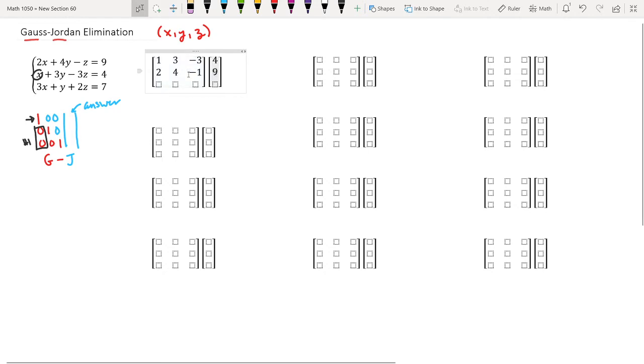And just be really careful. Some of the mistakes I've made in the past have been that I haven't copied down everything in the exact row. So I always like to double check to make sure that I'm good to go. 2, 4, -1, 9, 3, 1, 2, 7. Okay, so this would be our initial matrix we're going to start off with.